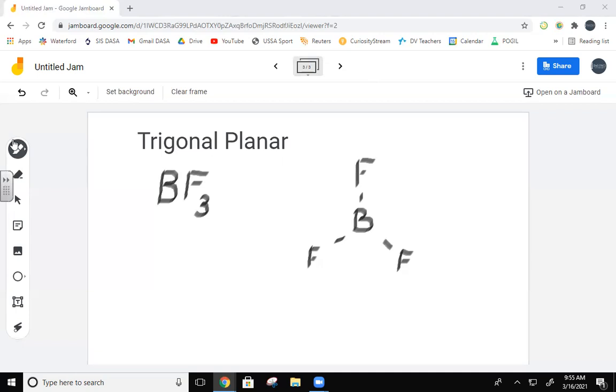Okay, so once again we're going to use black for boron. Okay, boron's going to be black in this example, and we'll use blue for fluorine. So we have one here. One here, and one here. Beautiful, Mr. Crowshaw. Yes, I know. Thank you.